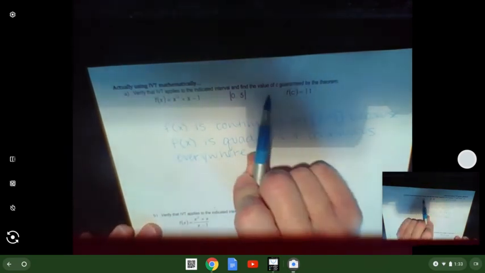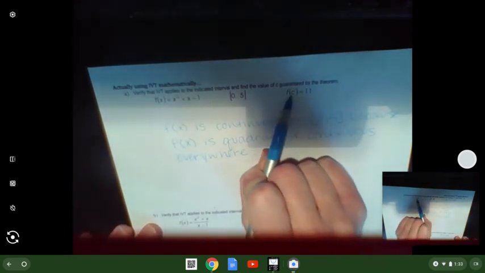Now, if it was a function that was not continuous everywhere, and we'll get to an example like that, we would have to consider where those discontinuities are. So in this case, IVT applies because, again, it is a quadratic function, continuous everywhere. Then it says find a C value guaranteed by the theorem.